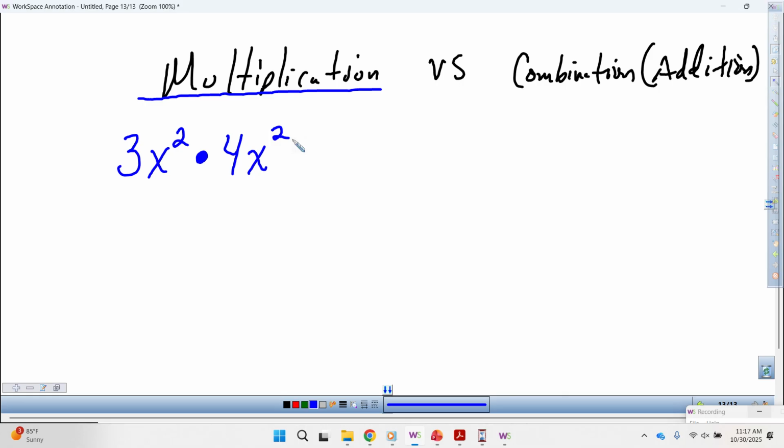Whenever we're multiplying, even though there might not be a sign, when I say multiply this times that, this is what I mean. Look up, please. So how do you multiply these, Mr. Q? Numbers times numbers. So 3 times 4 is 12. Variables times variables. And that becomes x. But look what happens to the exponents.